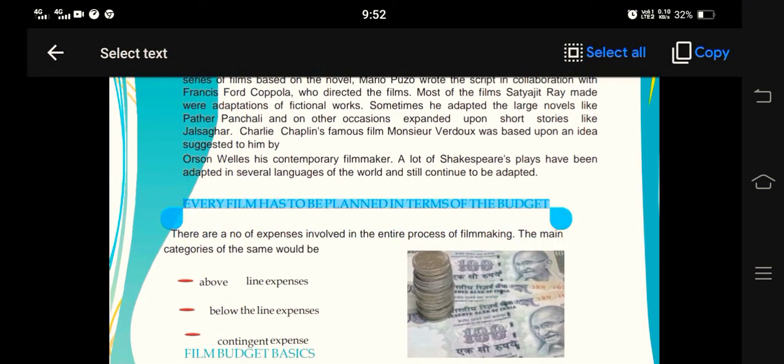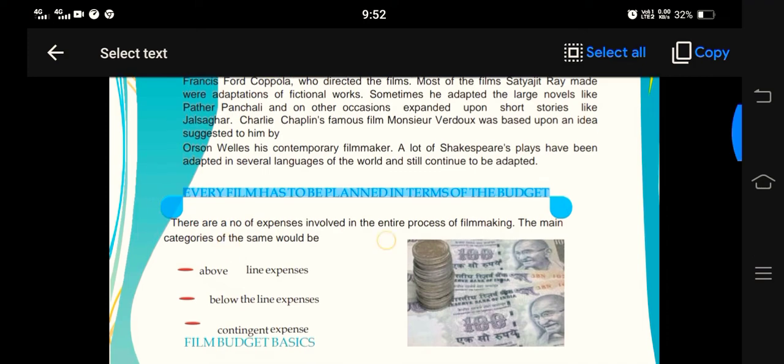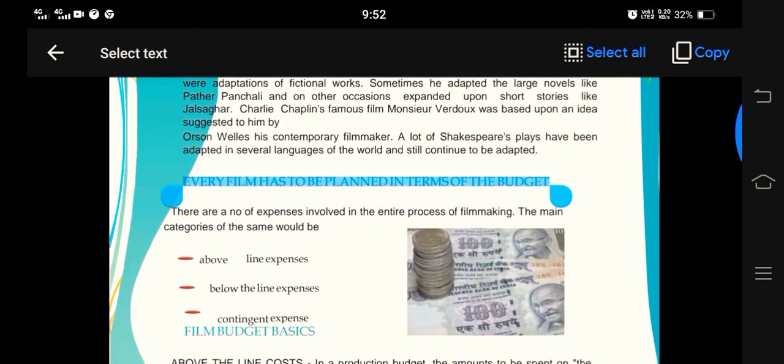Now we're going to focus on budgeting the project. Every film has to be planned in terms of the budget. There are a number of expenses involved in the whole process. In this entire process of filmmaking, there are a number of expenses involved.